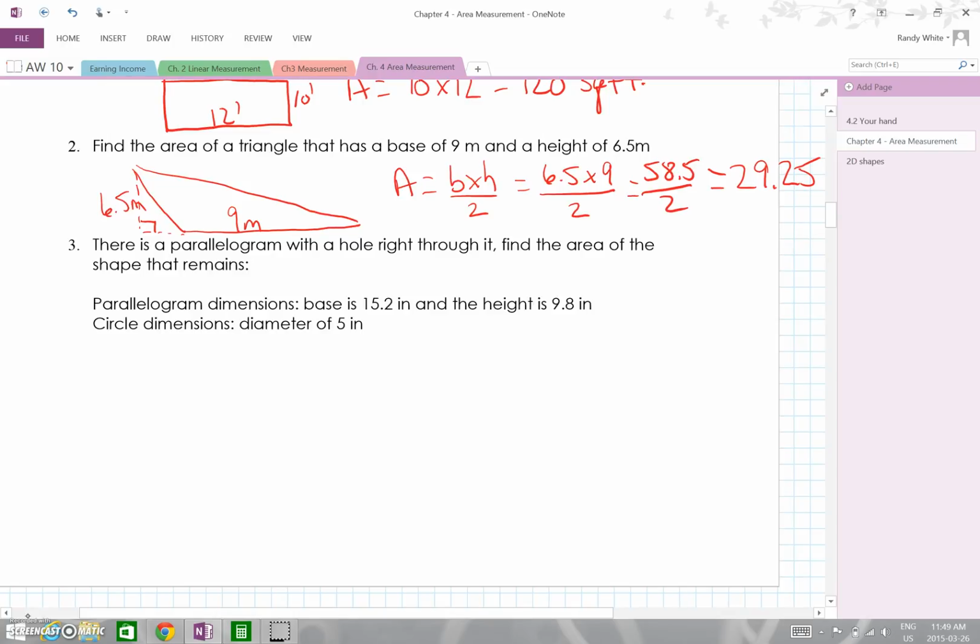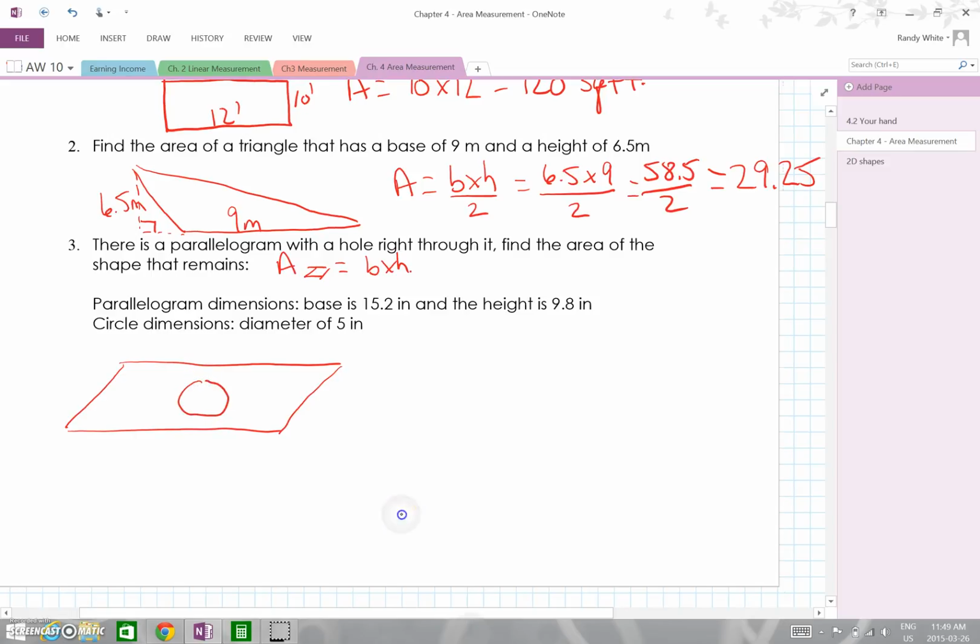Okay, this time we're going to do a parallelogram. Remember, a parallelogram is just like a rectangle that's been pushed over. So the area of a parallelogram is simply base times height. But this time it's got a hole in it, so we're doing a combination of a circle and a parallelogram. So here's my parallelogram, but it has a circle in it.